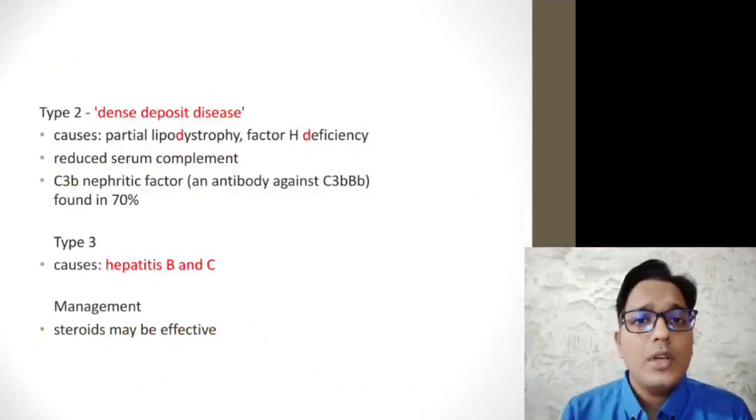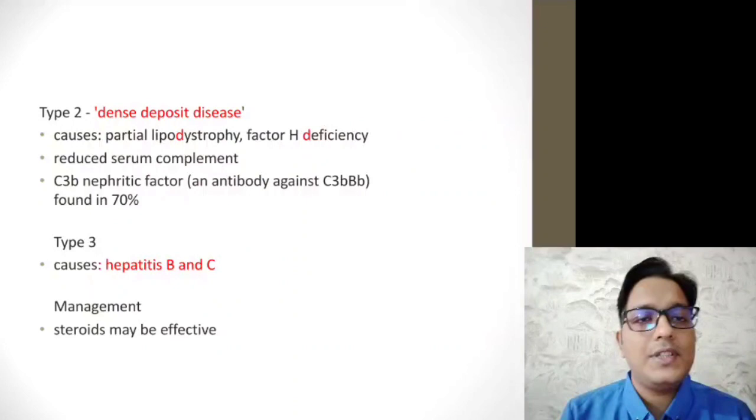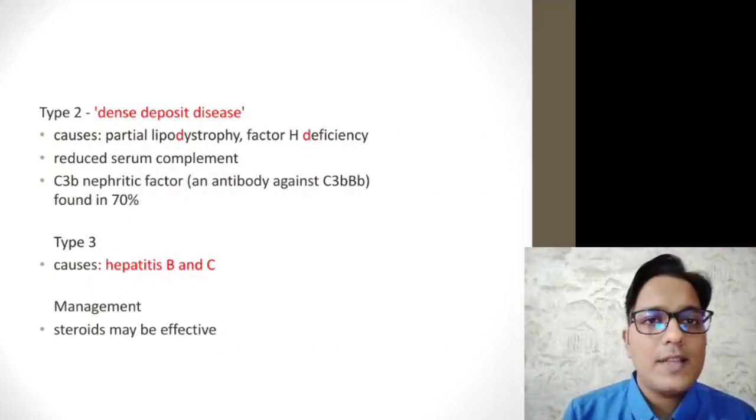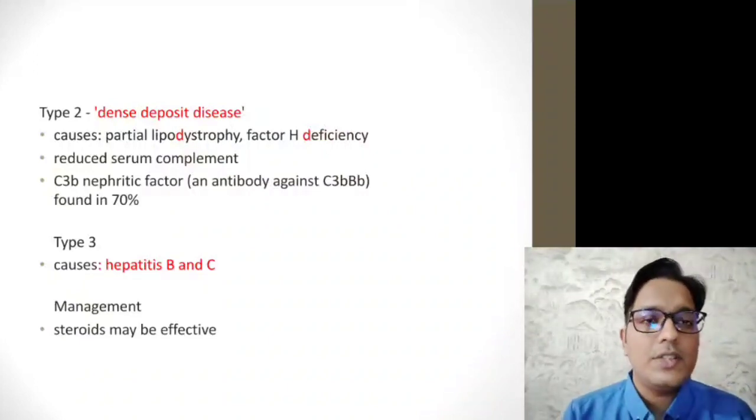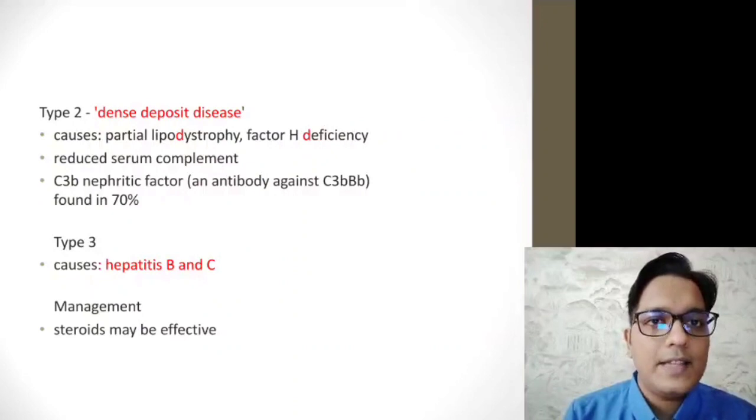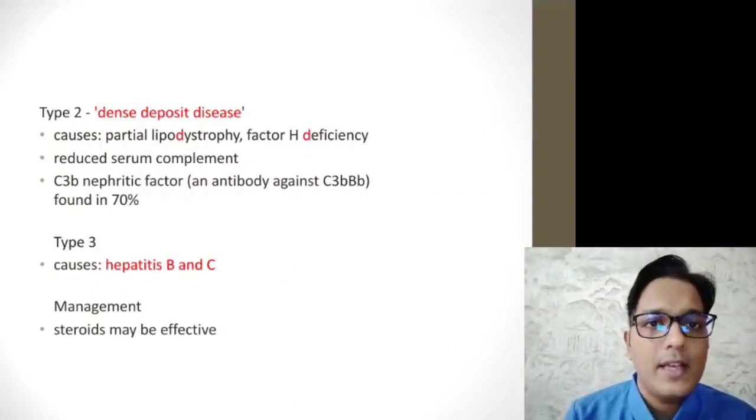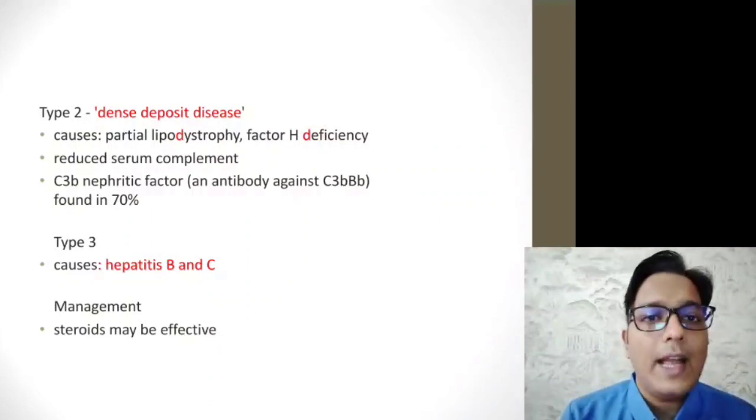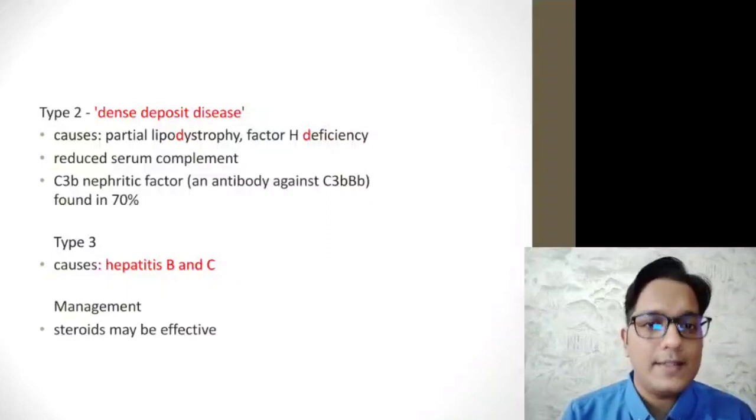And the type 2, we can understand as D, the dense deposit disease, 3D. The causes are partial lipodystrophy may be present, so dystrophy D, and factor H deficiency D. So the D signifies the dense deposit disease, the type 2 membranoproliferative glomerulonephritis. So it should be remembered like that. And there is also type 3, which is associated with hepatitis B and C. And for the management, mostly we need to know that steroids are the management.